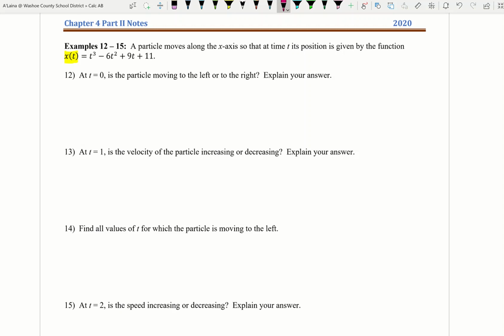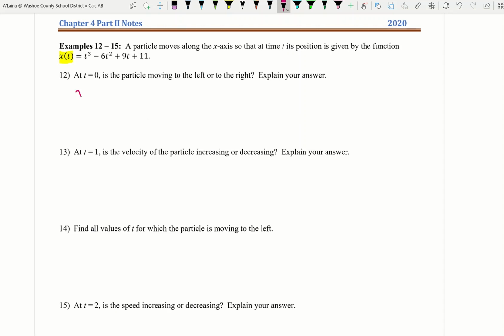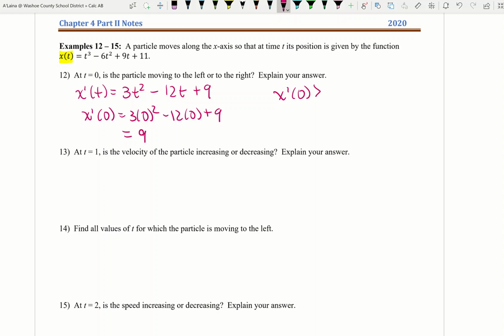We want to first decide if the particle is moving to the right or left at 0. Well, the velocity is going to tell us that. So we need to take the derivative of the position function in order to find the velocity function. And then we're going to evaluate that at 0 to determine the sign of the velocity, which in this case is positive. x prime of 0 is greater than 0, so we are moving to the right.